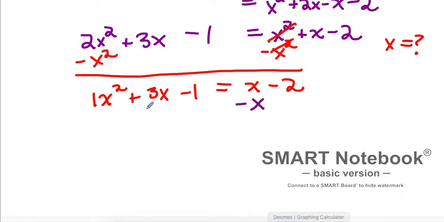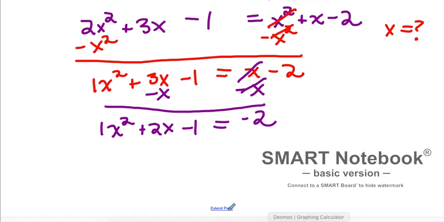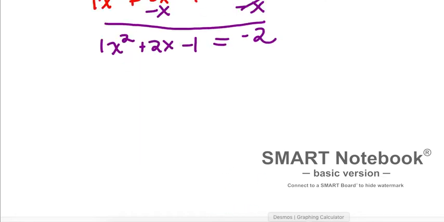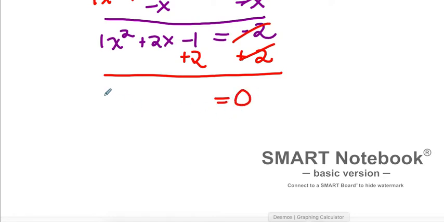I'm just trying to get everything from the right to the left. So subtract x. These will cancel, so 1x squared. 3x minus x is 2x. Minus 1 equals negative 2. Almost there. Now let's add the 2. These will cancel. We'll be left with 0 on the right side. So this is x squared plus 2x plus 1.